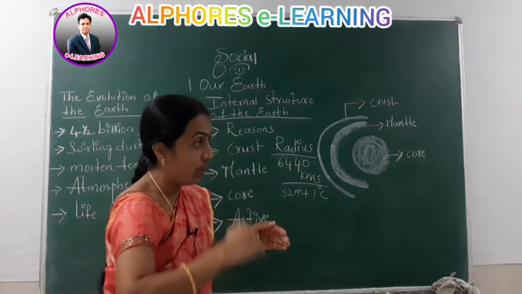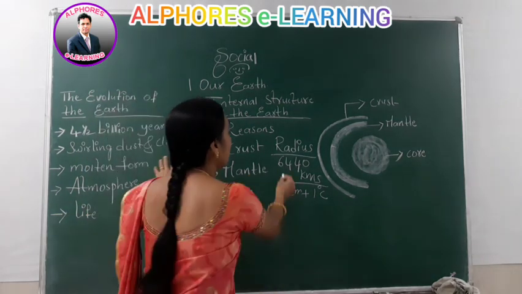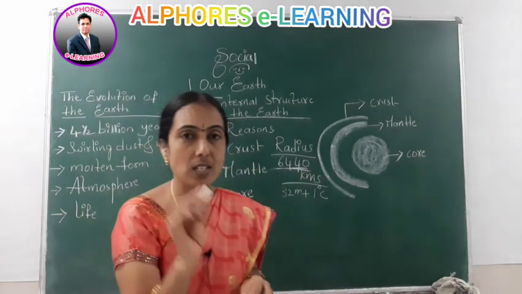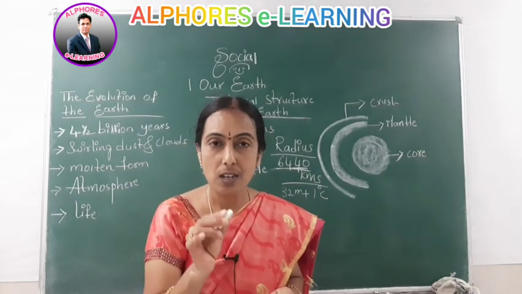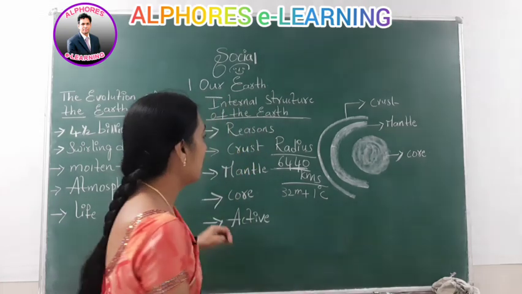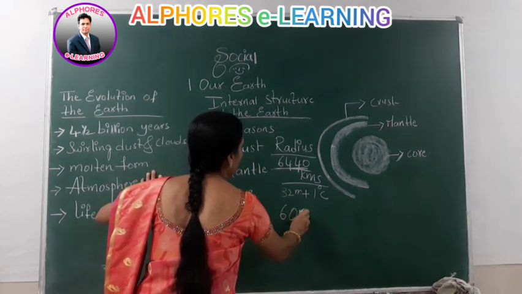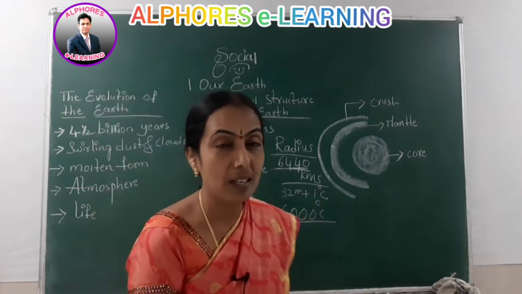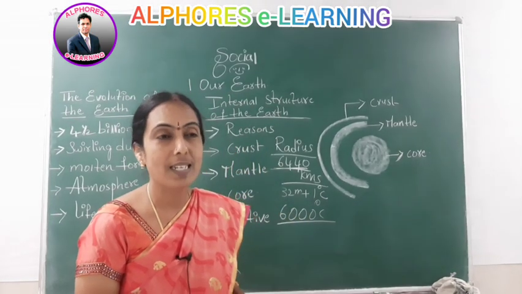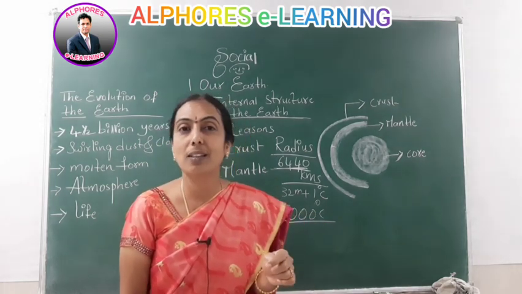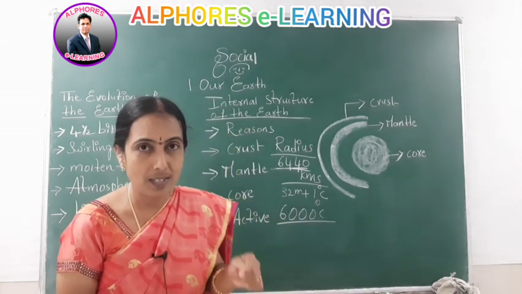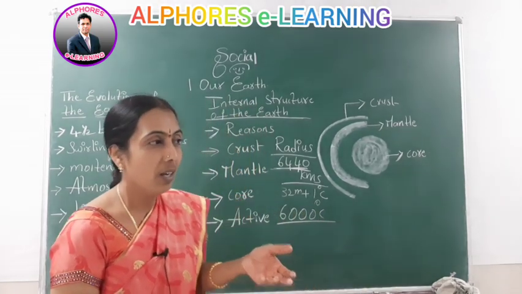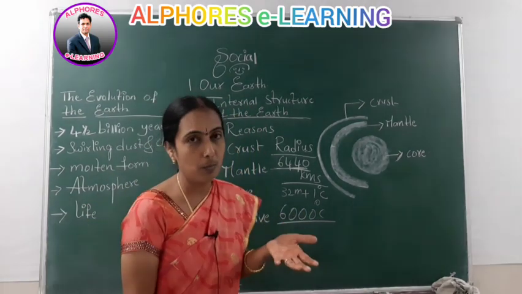So, if we calculate at this rate, at the center point of our Earth, the temperature is estimated by the scientists as 6,000 degrees Celsius. 6,000 degrees Celsius is the temperature recorded. 6,000 means we can't imagine that. Because in the month of May, which is the hottest month in our country, now at present in Telangana, 48 to 50 degrees Celsius is getting recorded. With this only we are facing a lot of problems.